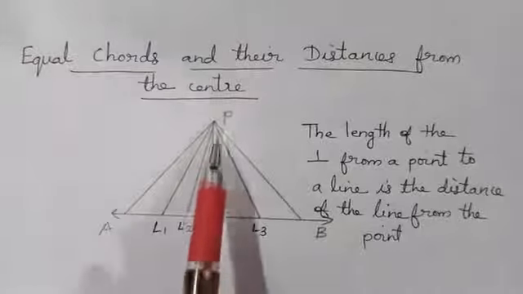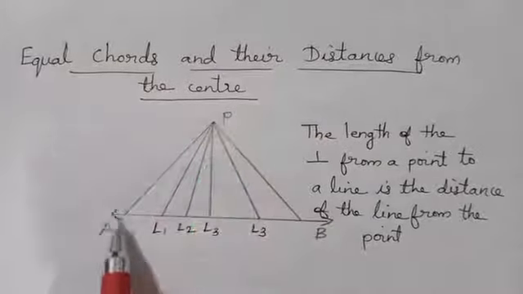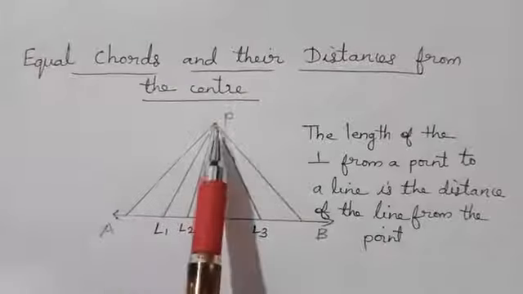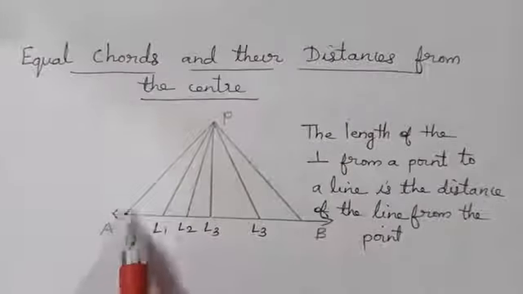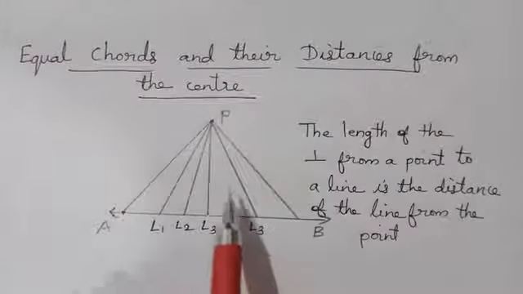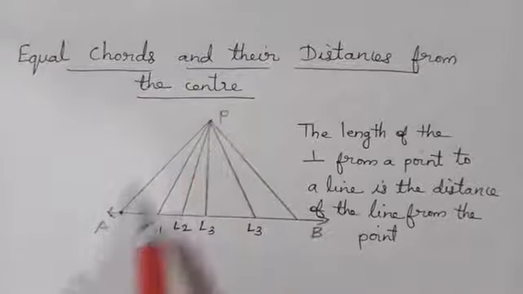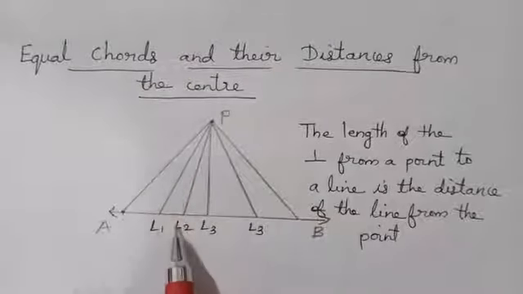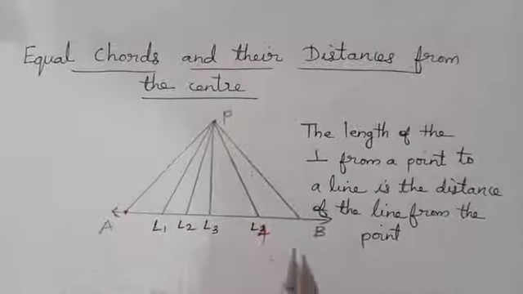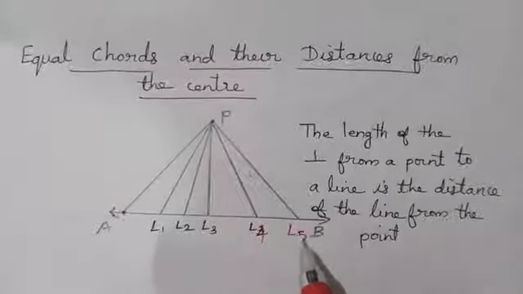Today we are going to learn about equal chords and their distances from the center. Here is given one point P and this is one line AB. We draw line segments from P to line AB. These line segments are PA, PL1, PL2, PL3, PL4, and then PL5.